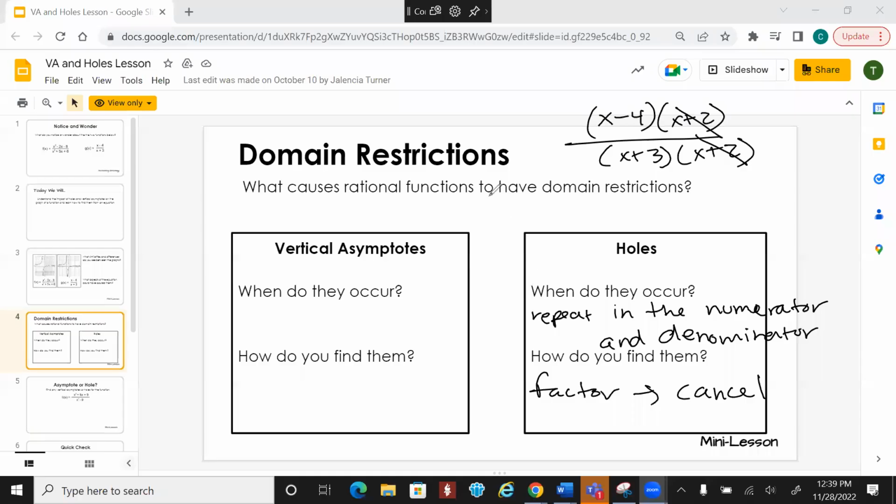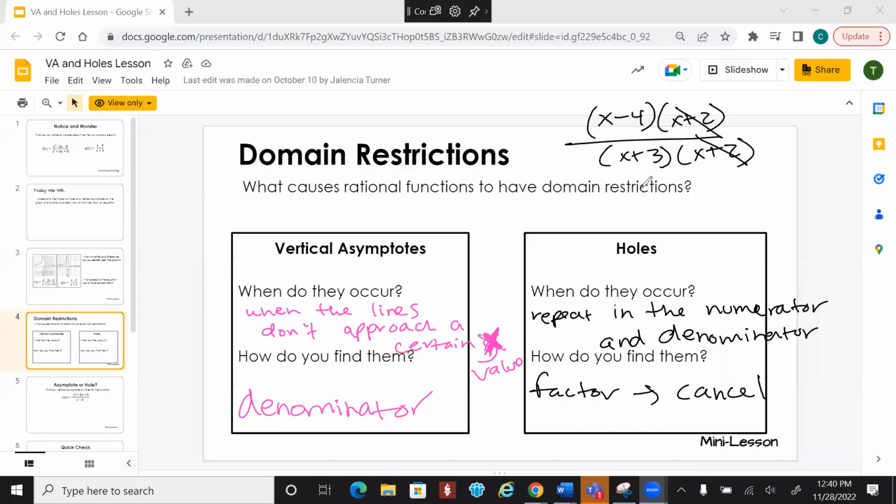Now vertical asymptote is kind of similar. You're going to have whatever's left over in the denominator. So when do they occur? When the lines don't approach a certain x value. And how do you find them? It's whatever's left in the denominator that's not a hole.